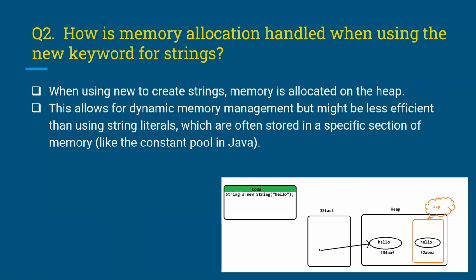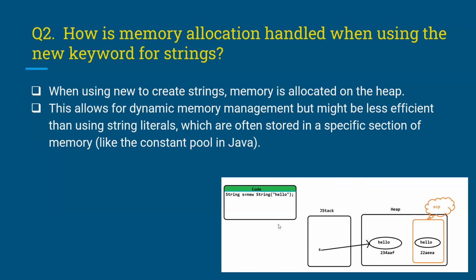How is memory allocation handled when using the new keyword for a string? This question is about memory management. Whenever we use new to create a String class object, memory is allocated inside the heap. This allows dynamic memory management, but might be less efficient than using string literals, which are stored in a specific section of memory, the string constant pool.